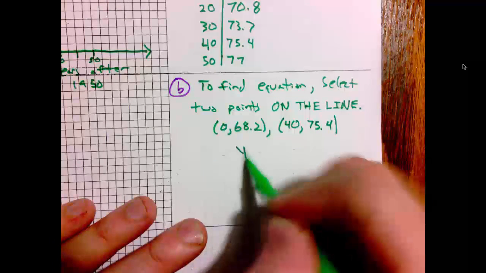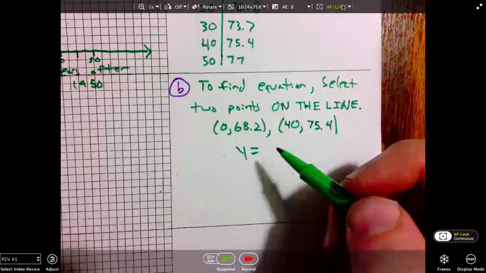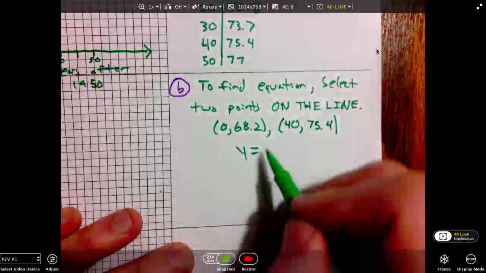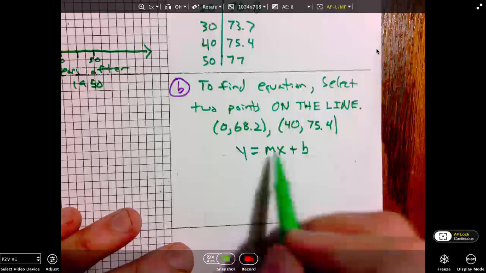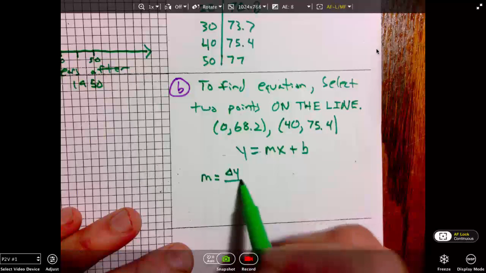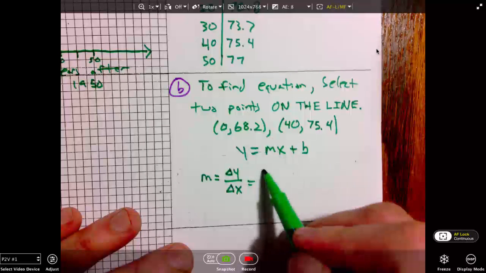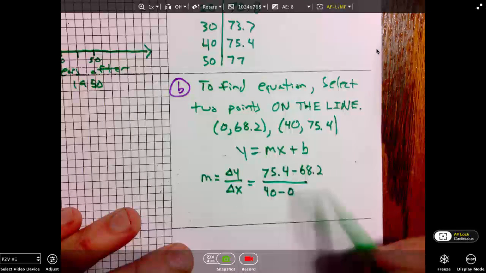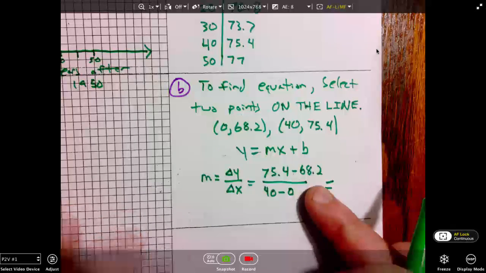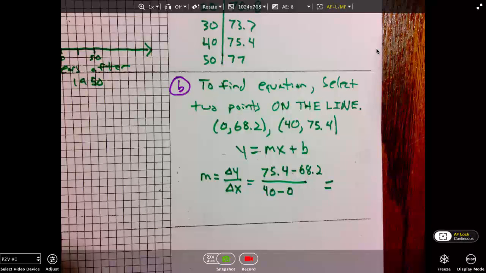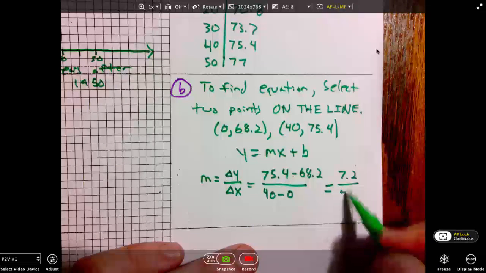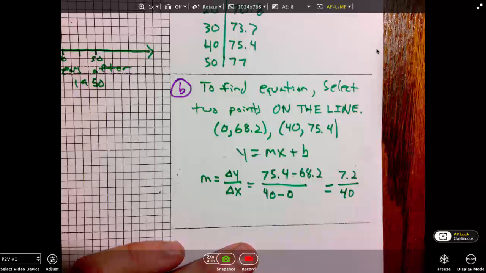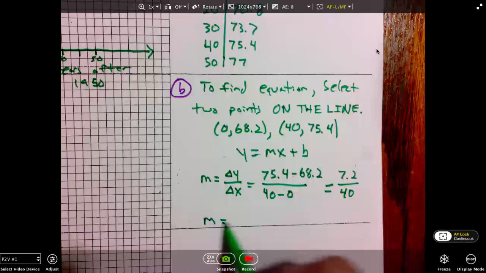Remember our slope-intercept form. Y equals mx plus b. M is our slope, b is our y-intercept. Let's find the slope. Slope is change in y divided by change in x. Well, subtracting our y values, 75.4 minus 68.2. Subtracting our x values, 40 minus 0. 75.4 minus 68.2 is 7.2. 40 minus 0, that's 40. Dividing 7.2 by 40, that is 0.18. Our slope here is 0.18.